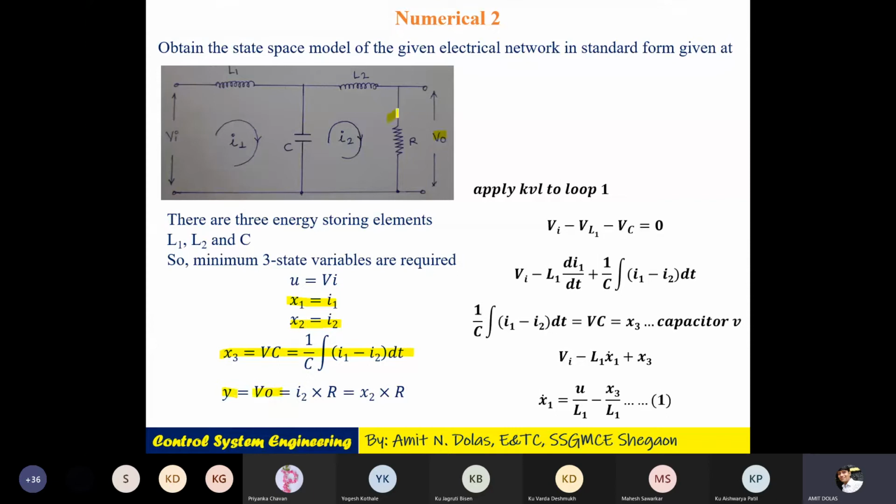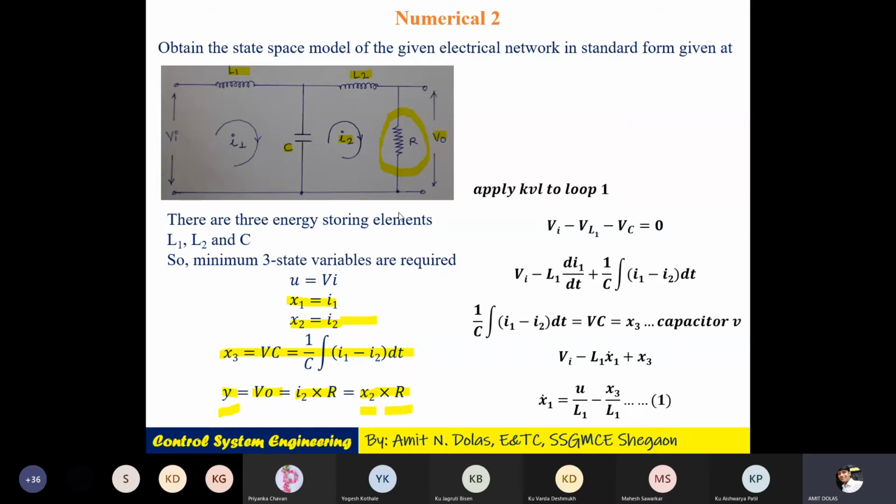And how do you get the output? The output is nothing but the voltage drop across this resistance, and that can be written as I2 into R. But we know what I2 is. I2 is nothing but x2. So we may write x2 into R. Please remember the standard forms, that is U, Y, x1, x2, xn. We want the final equation in terms of these, along with of course the elements L1, L2, R1, R2, C1, C2, whatever. So you can see here Y is represented in terms of state x2 into R. So the equation for Y is finished.